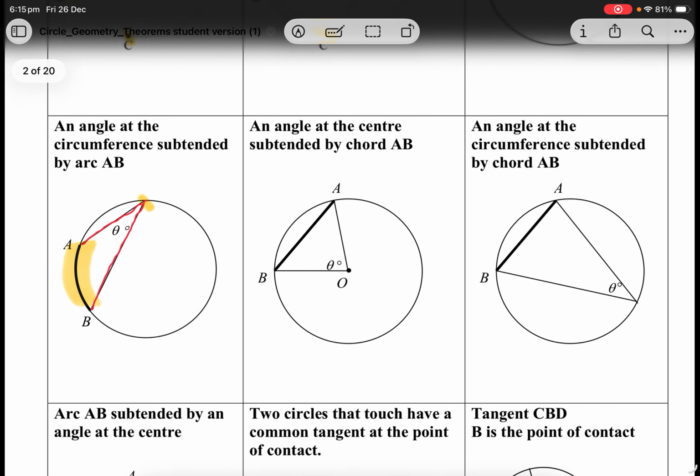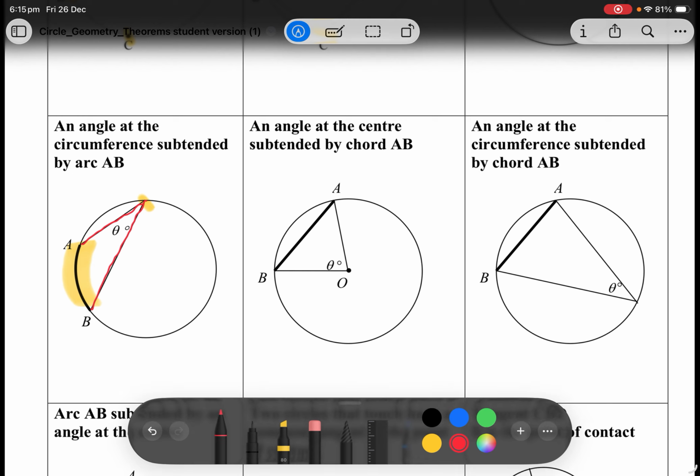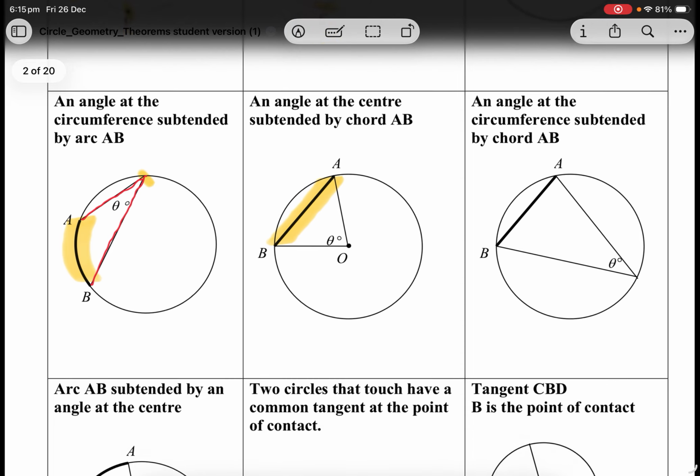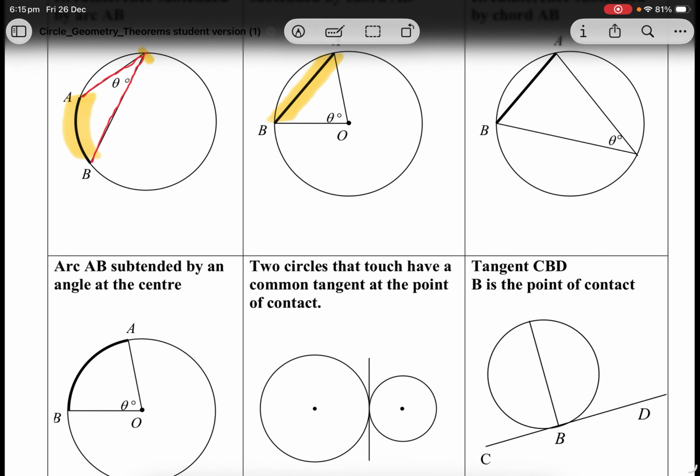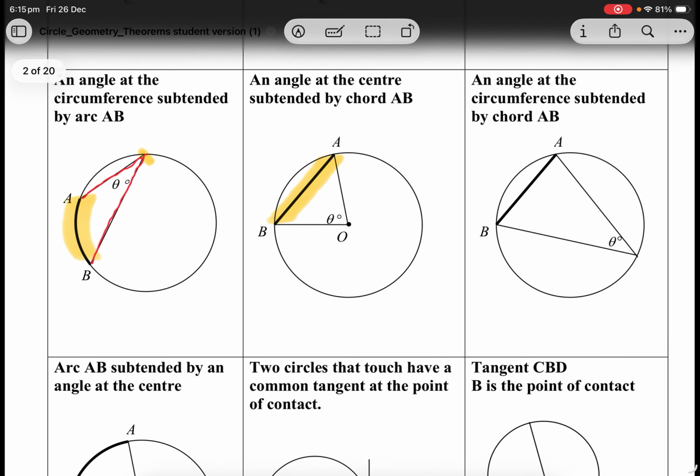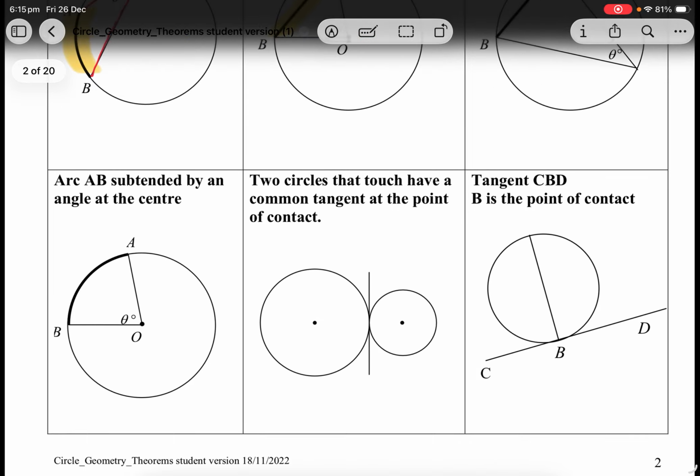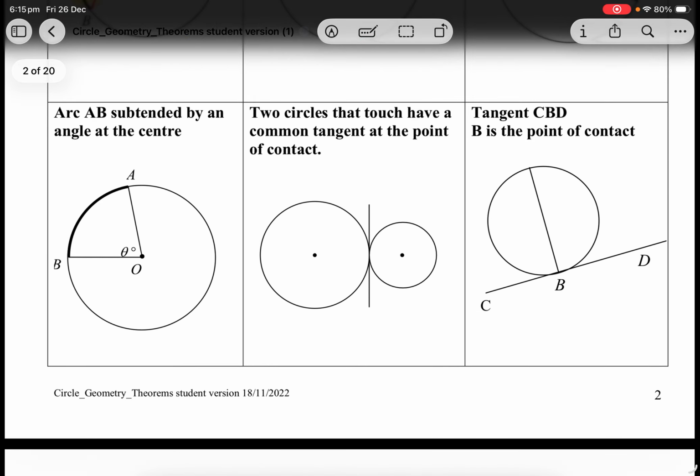Now, we have here an angle at the center, which is subtended by a chord AB. So we can either be subtended by an arc, as we saw here, or by our chord, which is over here. And that's just the angle that's formed by the rays at those endpoints. We have an angle at the circumference subtended by chord AB. So we had center here, and we have it at the circumference as well. I'll go through these a bit quicker. And we have the arc AB subtended by an angle at the center.